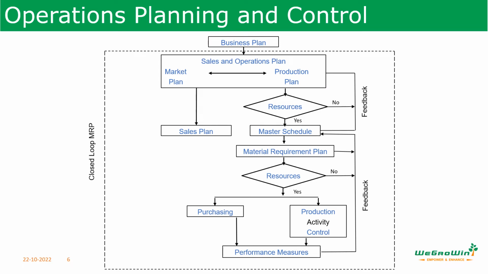This master schedule is the input to do the MRP, materials requirements planning, and this will give the output to carry out what is to be purchased, like purchasing activities, and also what is to be produced, where production activity control will be carried out, and then performance measurements are carried out. So this is the overall operational plan. There should be a strong system to carry out all these things, right? There should be a very strong system.